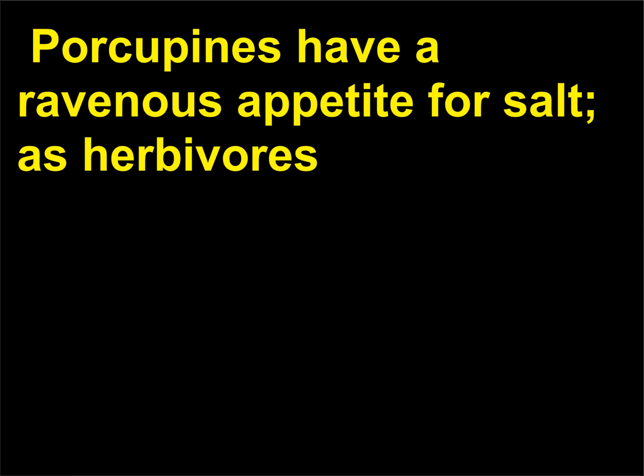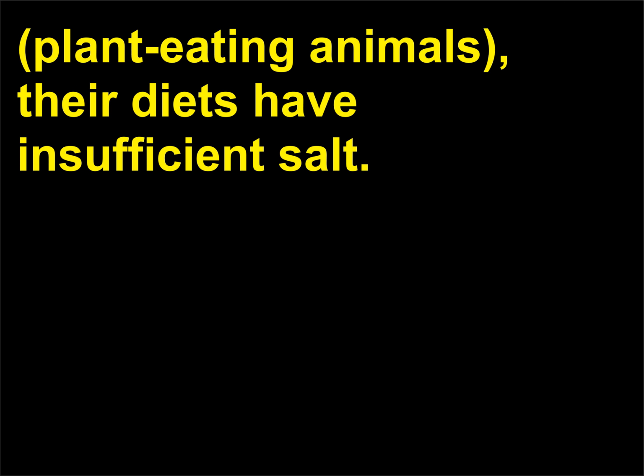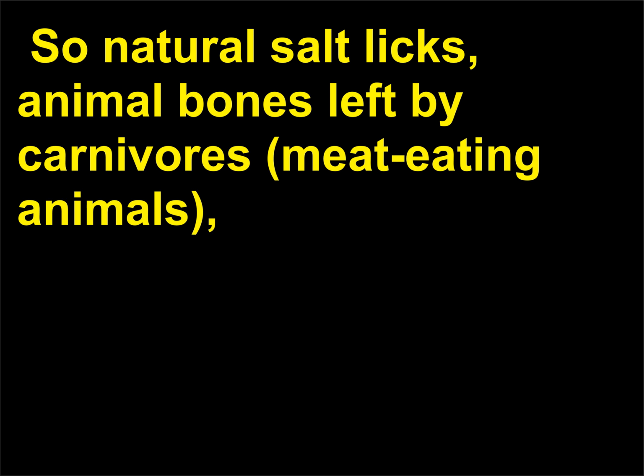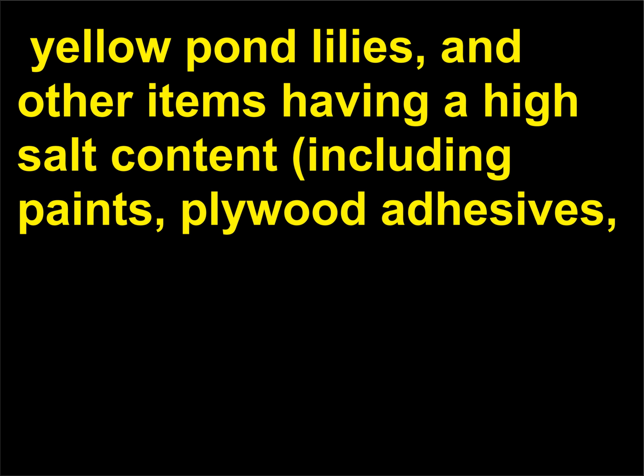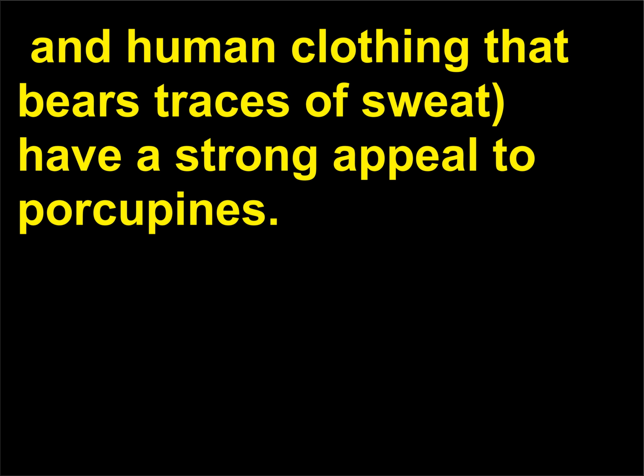Porcupines have a ravenous appetite for salt. As herbivores, plant-eating animals, their diets have insufficient salt. So natural salt licks, animal bones left by carnivores, meat-eating animals, yellow pond lilies, and other items having a high salt content, including paints, plywood adhesives, and human clothing that bears traces of sweat, have a strong appeal to porcupines.